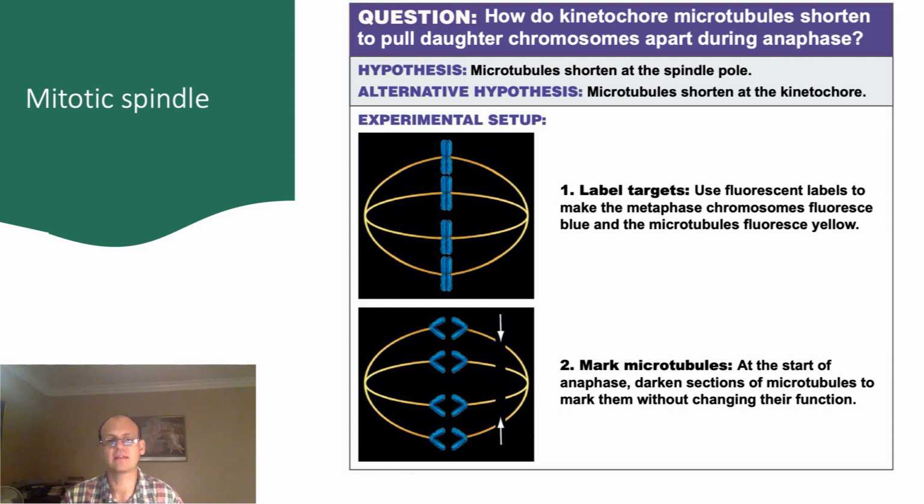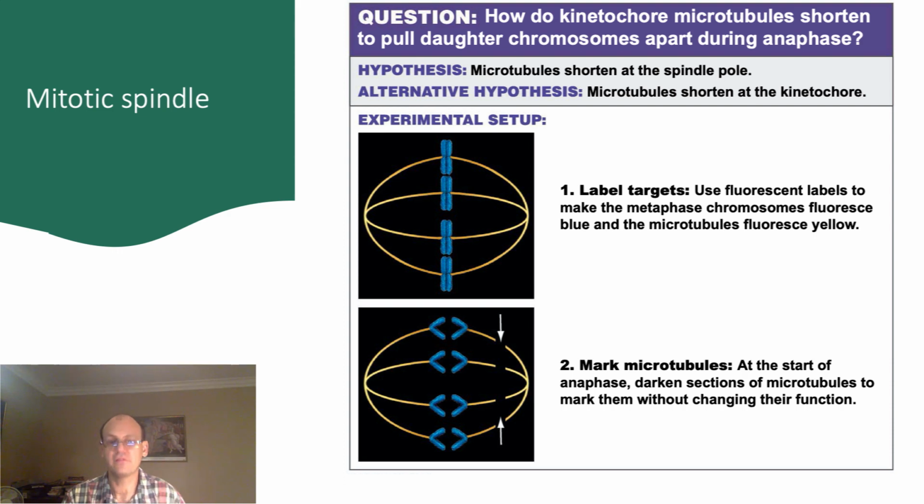A really nice experiment was done where the microtubules were given a fluorescent label to make them glow yellow. Then a laser was used to eliminate the yellow fluorescence from certain regions of the microtubules. As anaphase proceeded, the researchers noted what happened to the dark, non-fluorescent part of the microtubules.